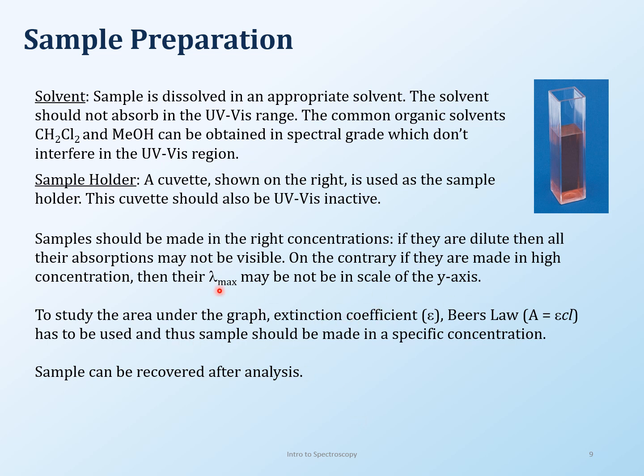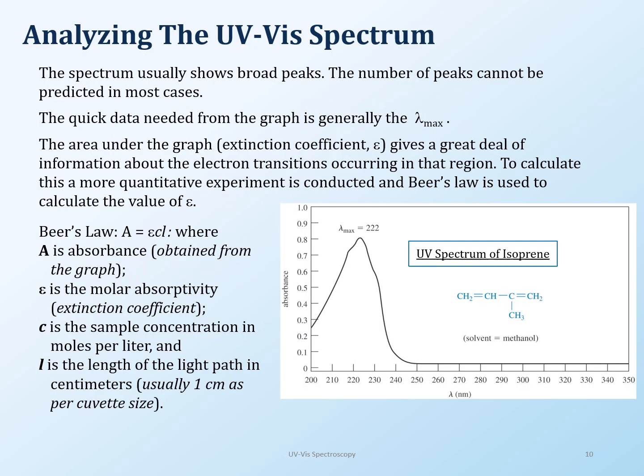Now, in UV-Vis, the area under the graph is meaningful. And so for that, you really need to have a specific concentration and you need to use Beer's law in order to calculate that. That's something that can be done and is usually done when you're reporting your data for publication. The good thing about UV-Vis is you can definitely recover your sample. Just evaporate the solvent and you have your sample.